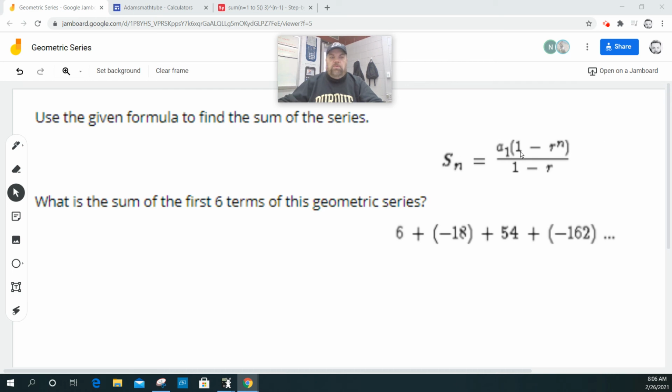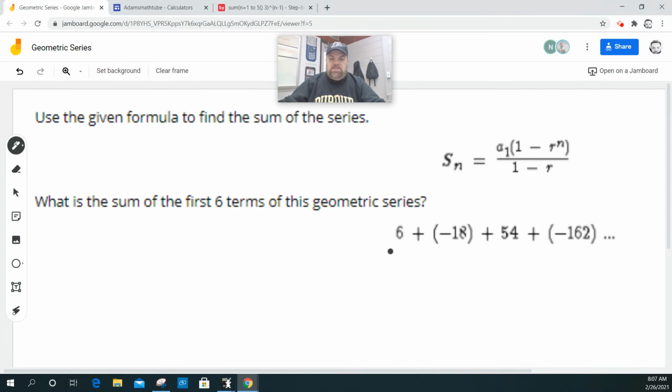All right, so this one says use the given formula to find the sum of the series. This formula is another way to find the summation of a geometric sequence. But you need to know the common ratio, the upper boundary, like the number of terms, I guess is the best way to put it, and then that's it. So let's go ahead and start unpacking this.